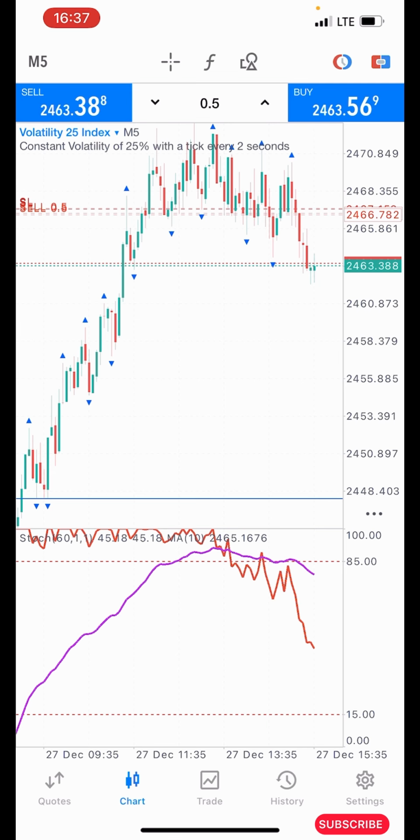So in today's video, I'll be sharing with you guys another volatility index strategy that you can use to grow your small account. Alright, so without wasting much of our time, I'm going to quickly share with you guys the indicator setup for this strategy.